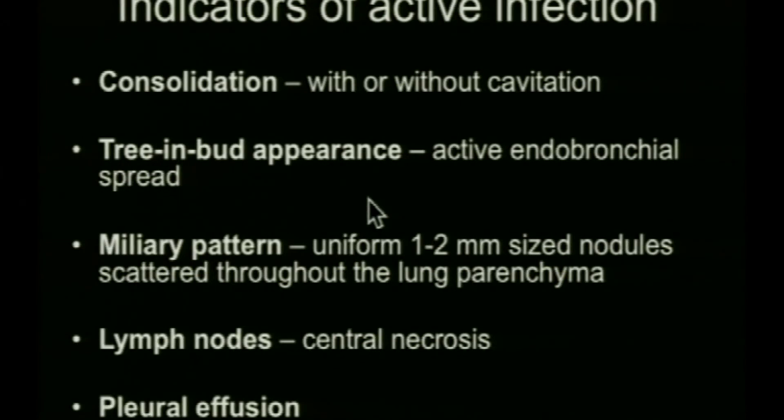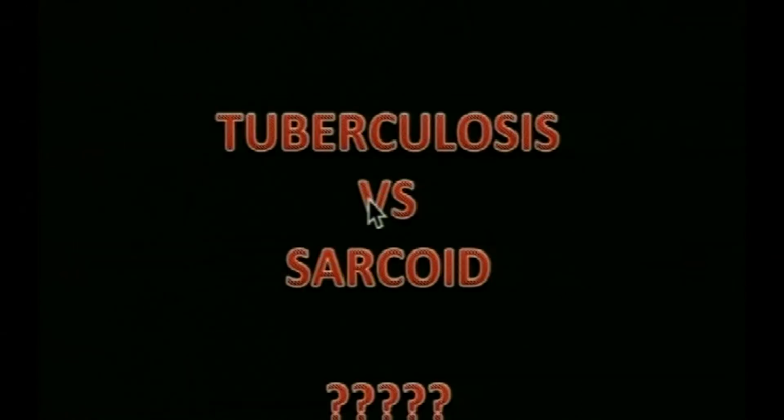Quite often we see so many foci while doing an HRCT, so you want to know whether it is active or not. So findings of consolidation with or without cavitation, a tree-in-bud appearance, miliary TB, lymph nodes with central necrosis and pleural effusion are indicators of active infection.